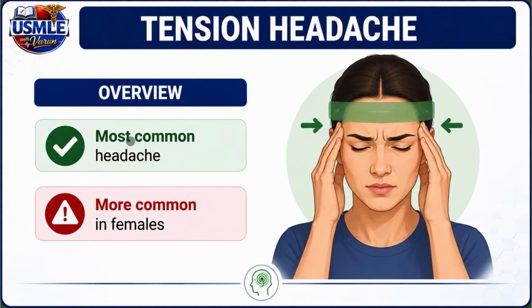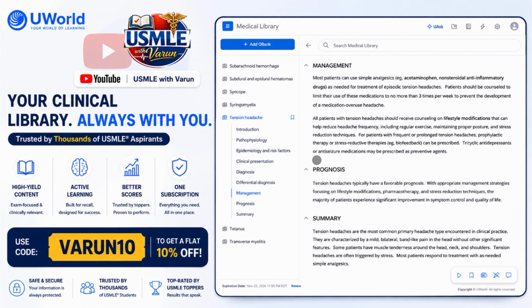Tension type headache is the most common primary headache disorder. It is typically seen more frequently in females and is often related to stress.